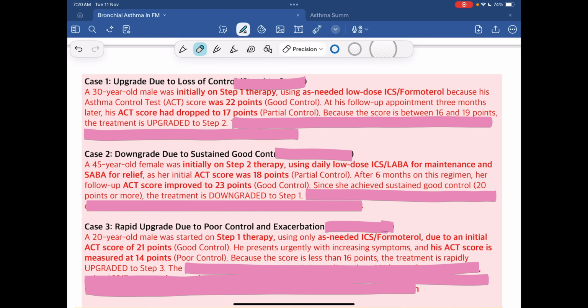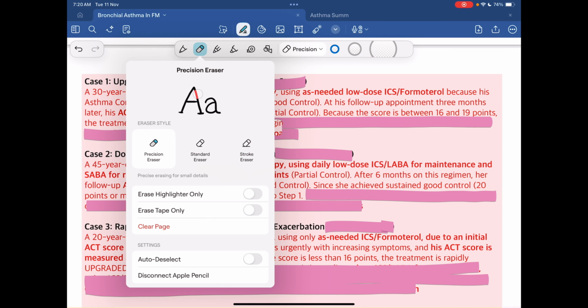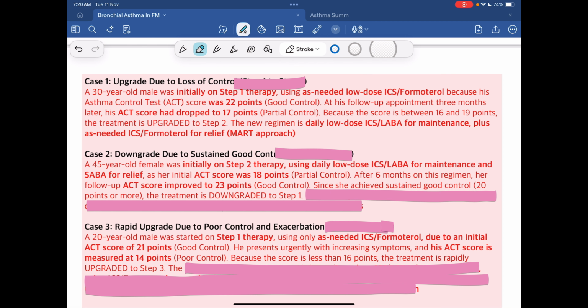3, 2, 1. His new regimen is a daily low dose of inhaled corticosteroids and LABA for maintenance and as needed relief using SABA or ICS formoterol.